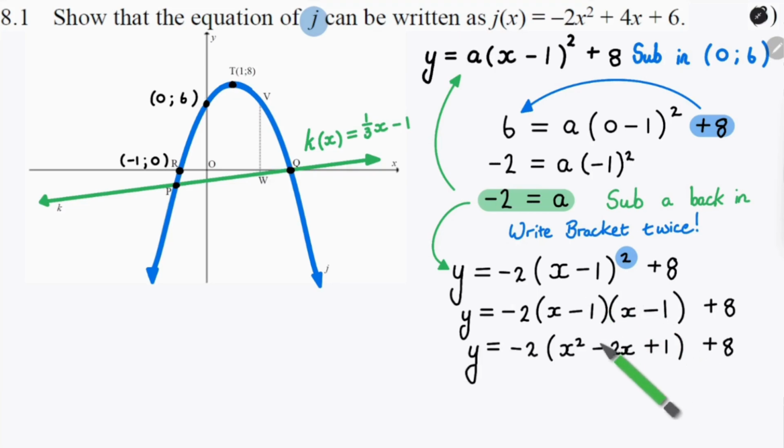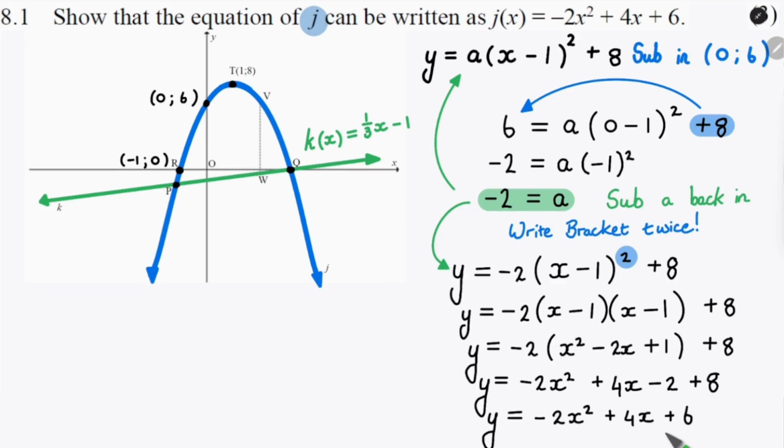We FOIL out these brackets to get x squared minus 2x plus 1. And now we're going to get this negative 2 in the bracket by distributing it to all three terms. And after we do that, we get minus 2x squared plus 4x minus 2. And we have that plus 8 at the end. And minus 2 plus 8 gives us 6. So we've officially arrived at the final answer. J of x equals minus 2x squared plus 4x plus 6.